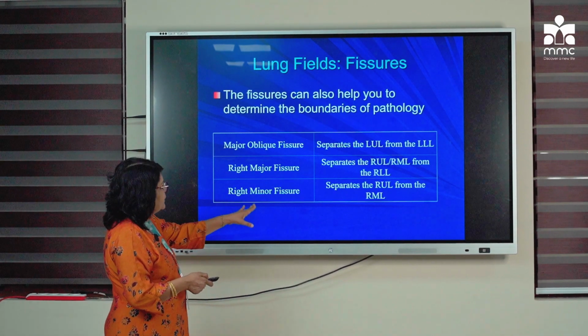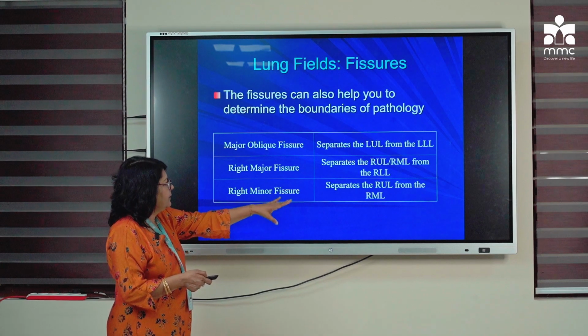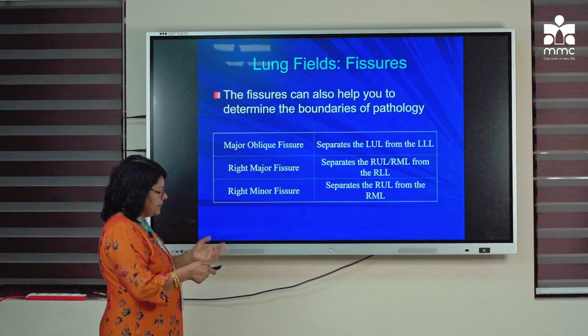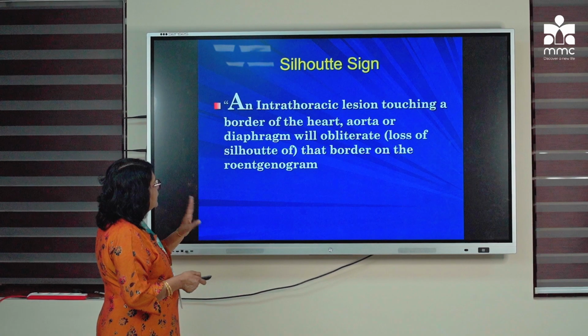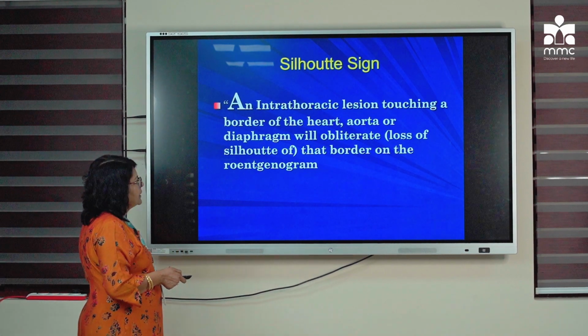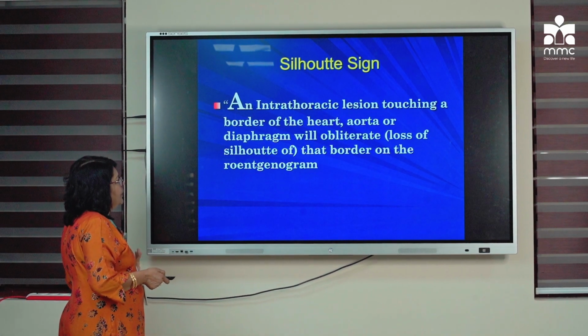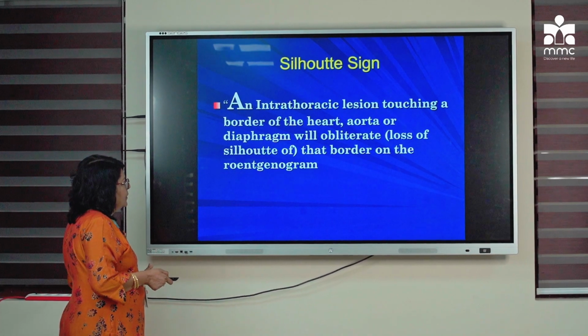Right major fissure separates right upper and middle from the lower lobe. Right minor fissure separates the upper from the middle lobe. Okay, so the silhouette sign is an important sign. Any intrathoracic lesion touching a border of the heart, aorta, or diaphragm obliterates that border on the X-ray.